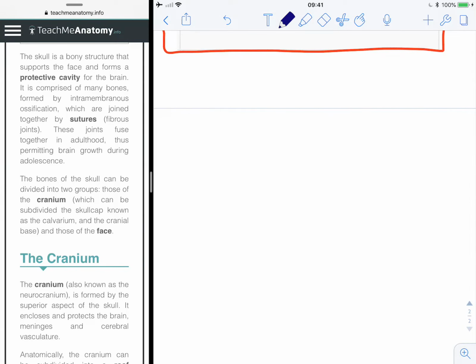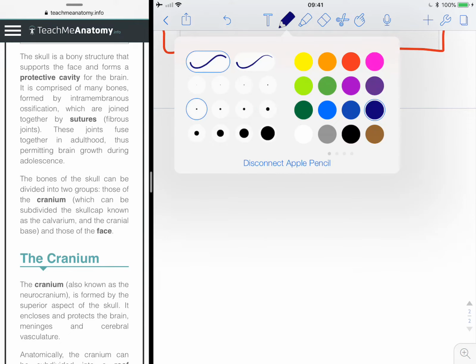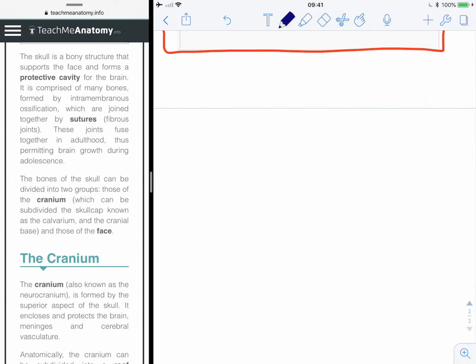Dark blue. It's quite a professional colour. It gets me in the mood. It might seem silly to you. Yeah.